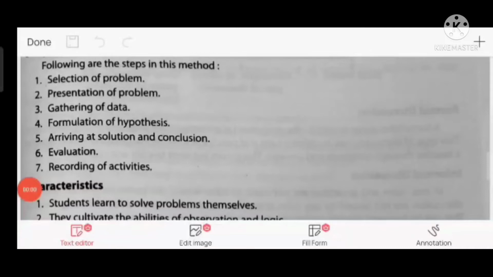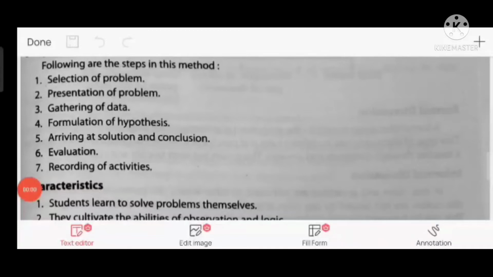Now we'll see the steps of the problem solving method. At the very first, step number 1, selection of a problem. In this step, we'll select a problem. After that, step number 2, presentation of problem. In this step, we'll present the problem. After that, our third step, gathering of data. Means here we will collect the data.